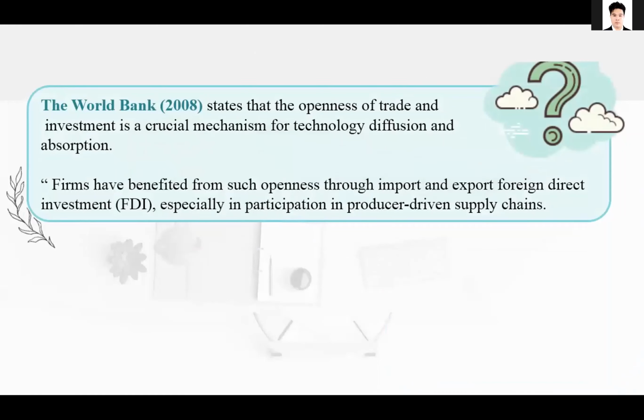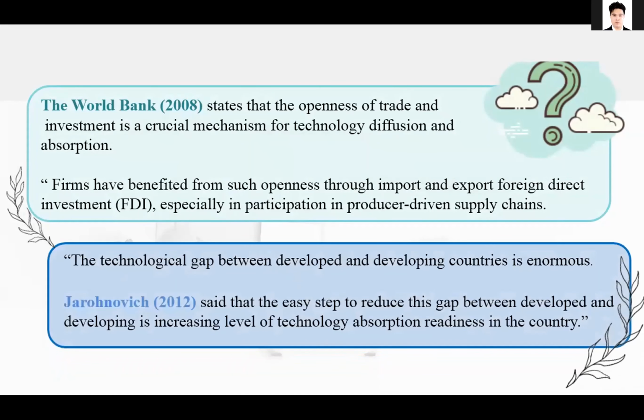Here is a statement from the World Bank that openness of trade and investment is a crucial mechanism for technology diffusion and absorption. Firms benefit from such openness through import and export and foreign investment or FDI, especially through participation in producer-driven supply chains. The technology gap between developed and developing countries is enormous. The easiest step to reduce this gap is increasing the level of technology absorption within the country.